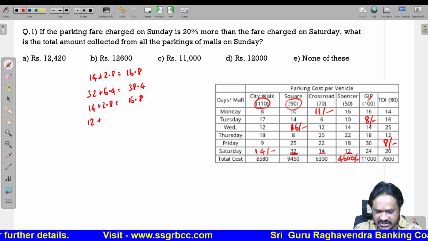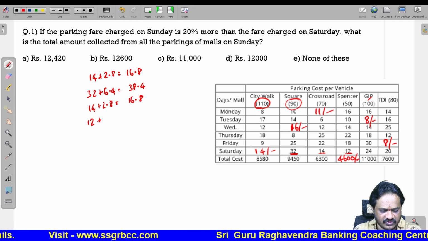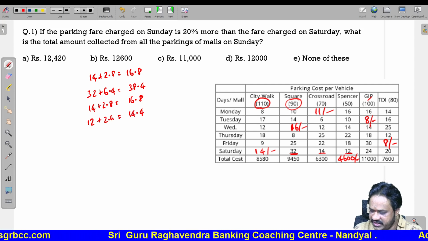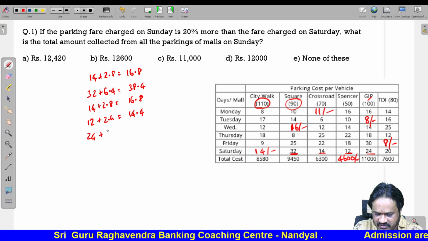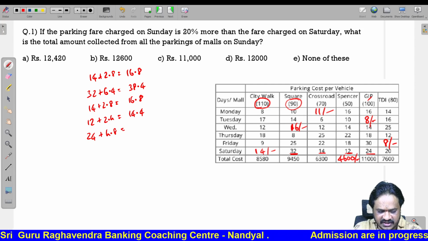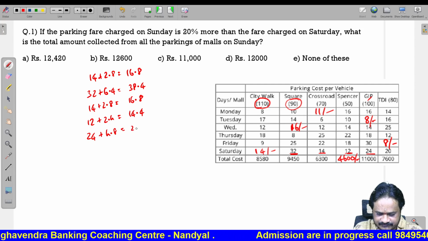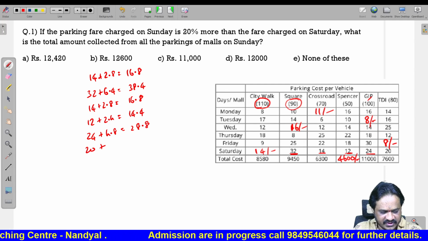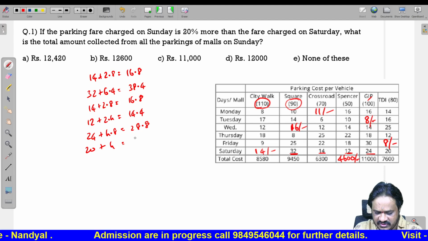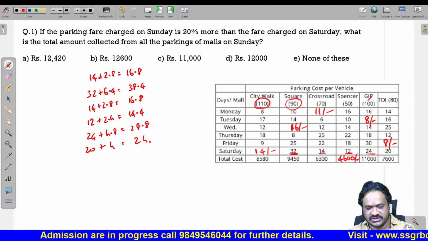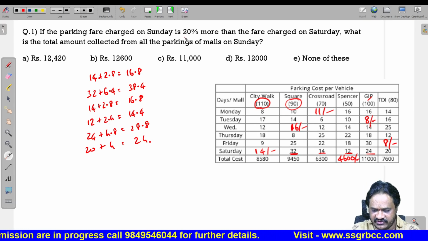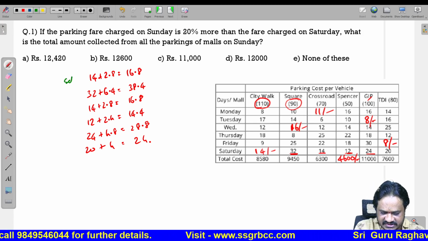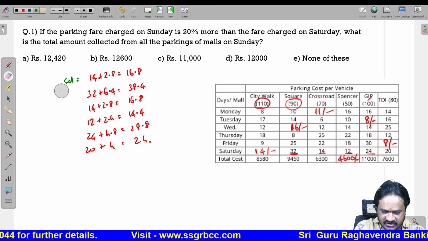This is 12, that will be increased by 2.4. So it will become 14.4. Next, it is 24, then 4.8, it is 28.8. Then next it is 20, then 4, that will be 24. So these are the increased values if you increase by 20%.